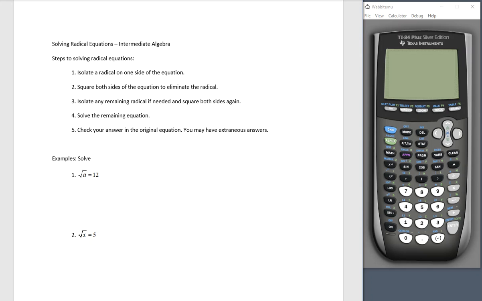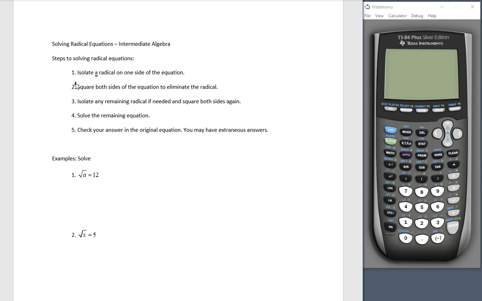All right, so in order to solve radical equations, first we're going to isolate a radical on one side of the equation, "a" being the indefinite article. Look at me getting all fancy here. There might be more than one. All right, so choose one. It doesn't matter which one. Choose one. Isolate it on one side of the equation.